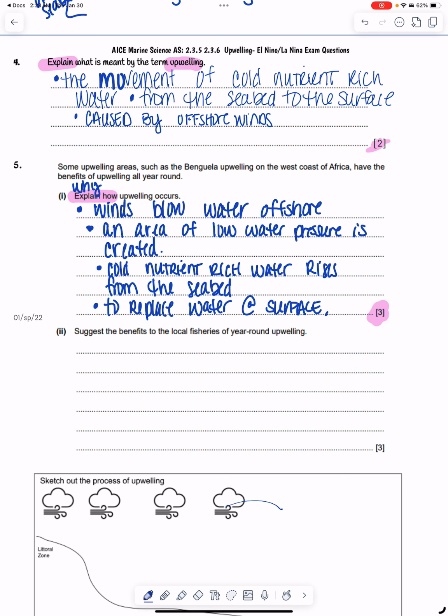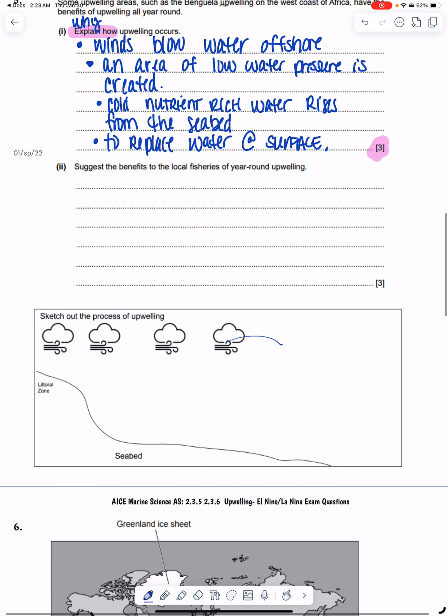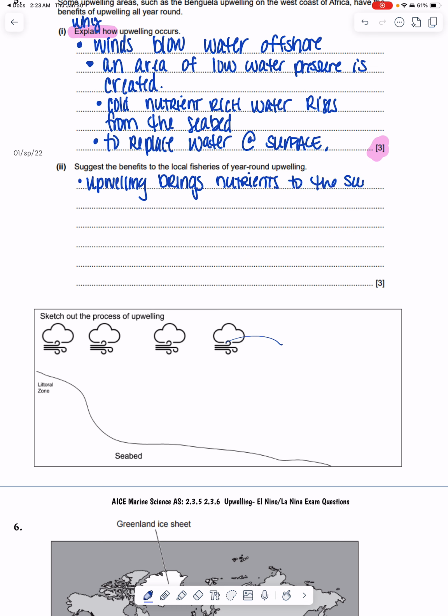All right, pause if you need to. I'm going to move on. So how is this going to benefit local fisheries or fishing companies when there's year-round upwelling? So we need to start with nutrients. Upwelling brings nutrients to the surface. And I included an image I created here at the bottom.